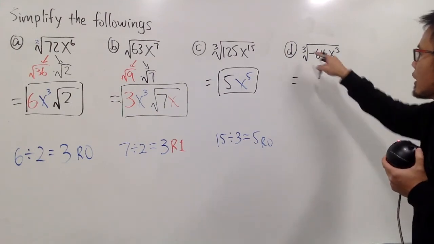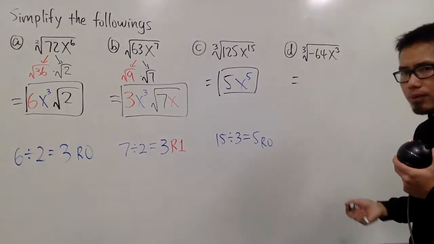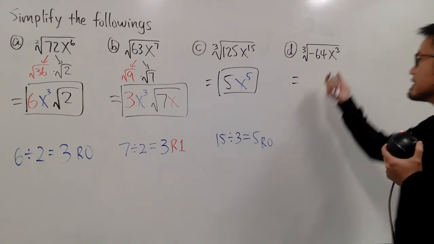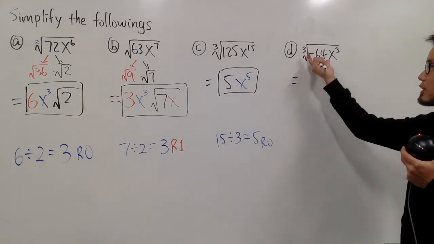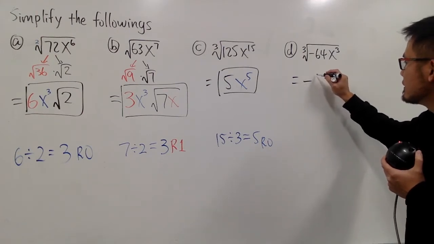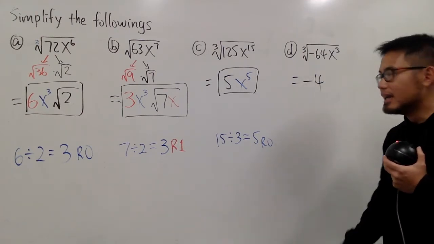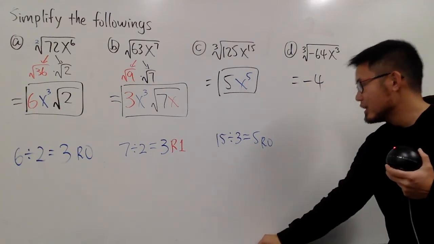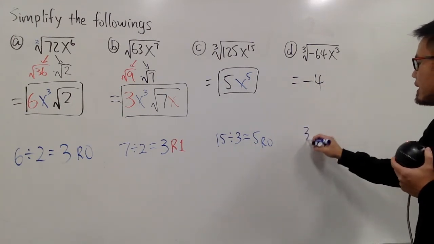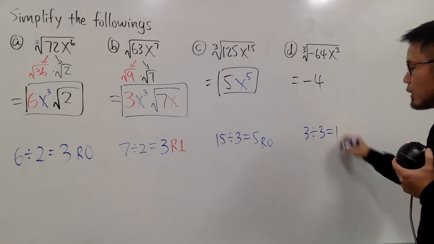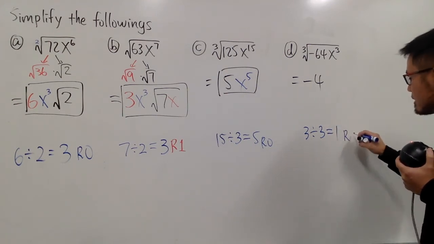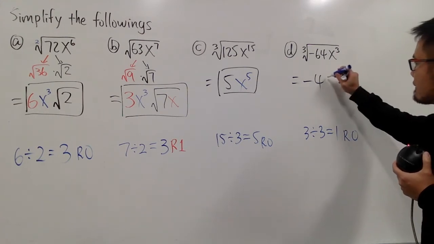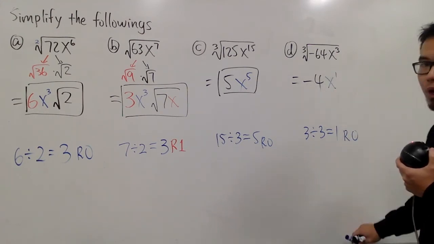Lastly, the cube root of negative 64. Okay, negative 4 times negative 4 times negative 4 gives us negative 64. So this number is exactly just negative 4, like that. And now, x to the 3rd power inside of the cube root, what can we do? If you would like, you can do 3 divided by 3, and you get 1, and the remainder is 0. So this tells us we just have x to the 1st power right here.